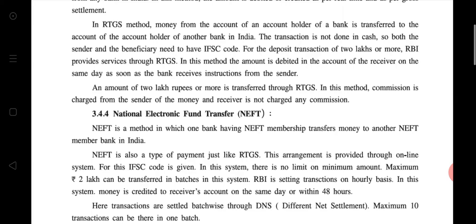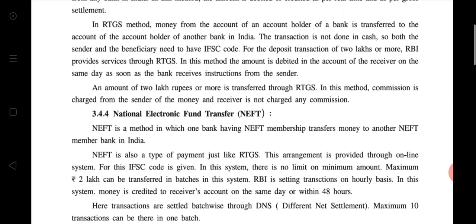Just suppose a person A and a person B. A has an account in Dena Bank, B has an account in HDFC. So A, the account holder of Dena Bank, transfers to the account of B in HDFC. The transaction is not done in cash. Both the sender and beneficiary need to have an IFSC code, because without an IFSC code, the amount cannot be transferred.